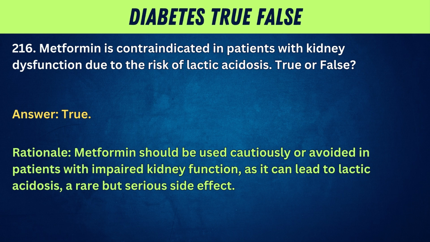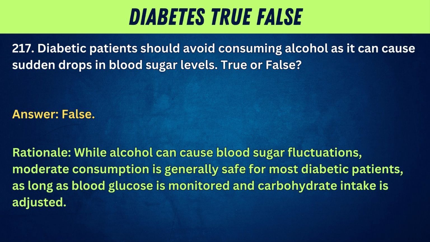216. Metformin is contraindicated in patients with kidney dysfunction due to the risk of lactic acidosis. True or false? Answer: true. Rationale: metformin should be used cautiously or avoided in patients with impaired kidney function, as it can lead to lactic acidosis, a rare but serious side effect.